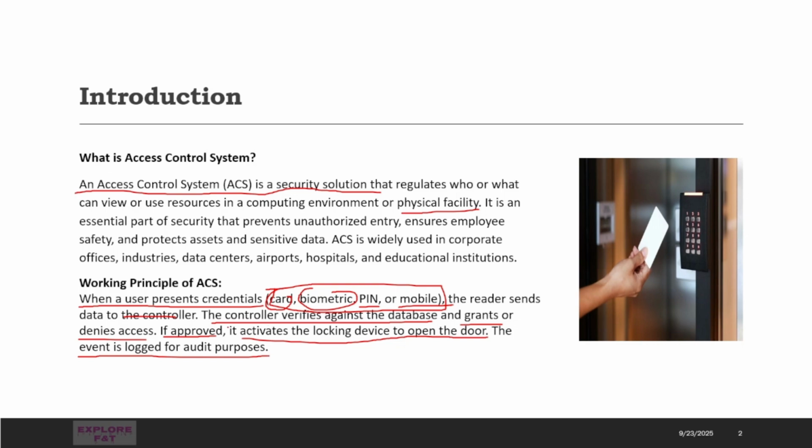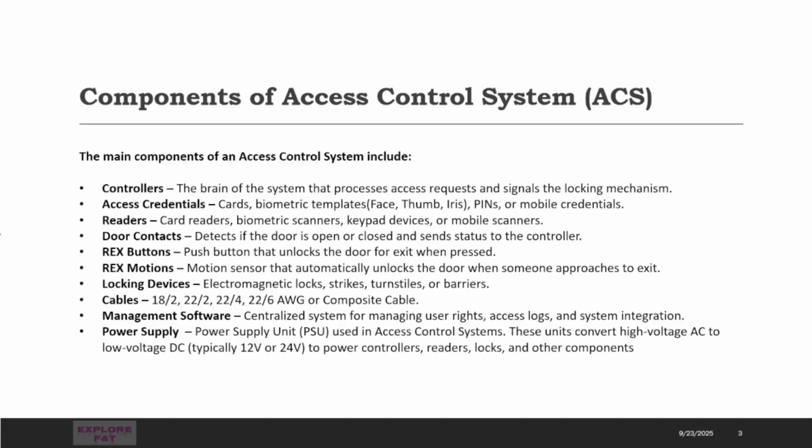So next, the components of the access control system, as we discussed earlier. Here we have the controller, access credentials, readers, door contact, REX button, REX motion, locking devices like locking hardware, cables, management software, and power supply. In short, we can see them here, and we'll discuss each one later.